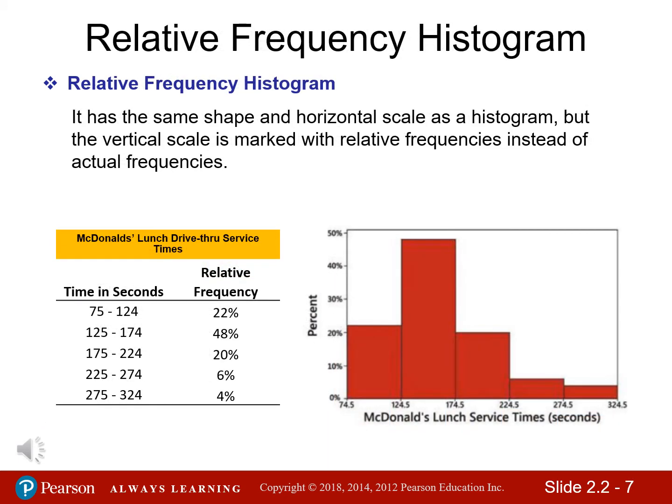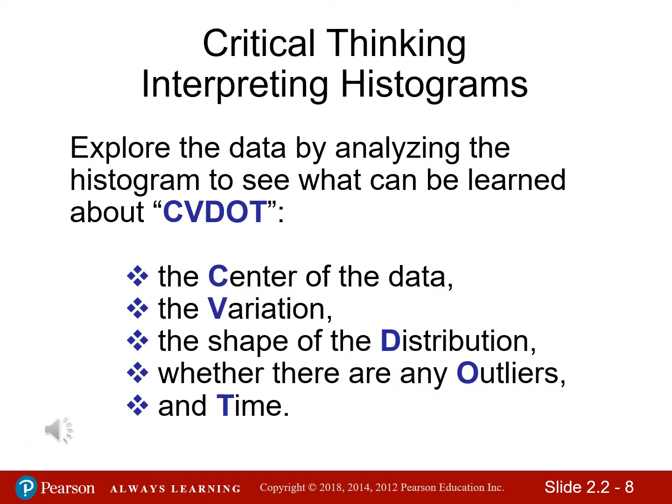A relative frequency histogram will have the same shape and horizontal scale as a histogram, but the vertical scale is the relative frequencies, or the percentages, of those classes. The objective of a histogram is to get an understanding of the characteristics of your data. We can explore the data by analyzing the histogram to see what we can learn about the CVDOT.